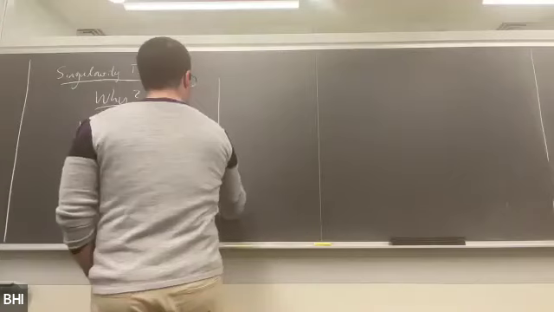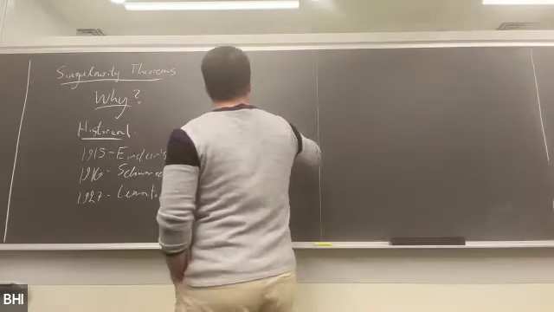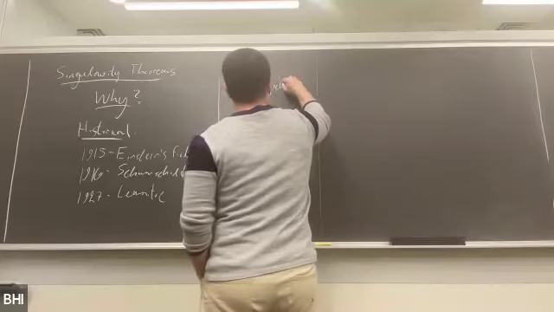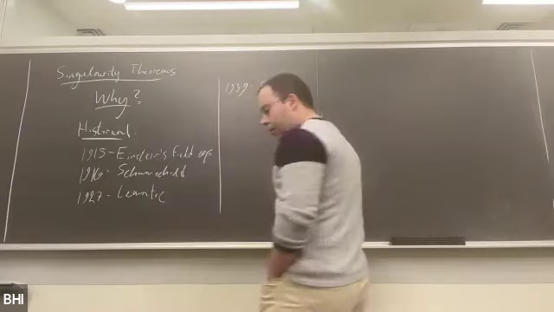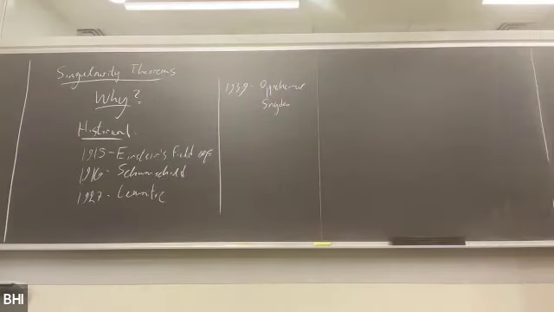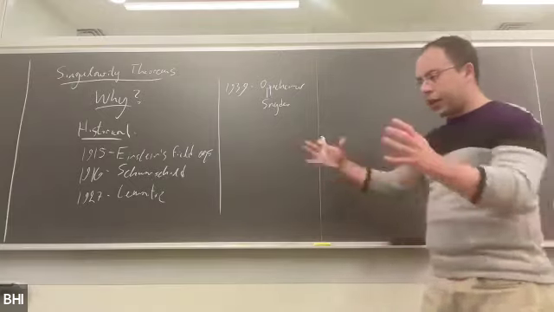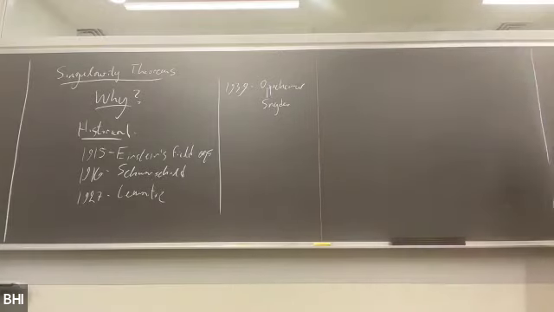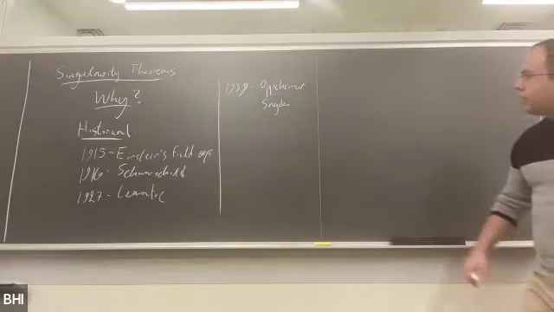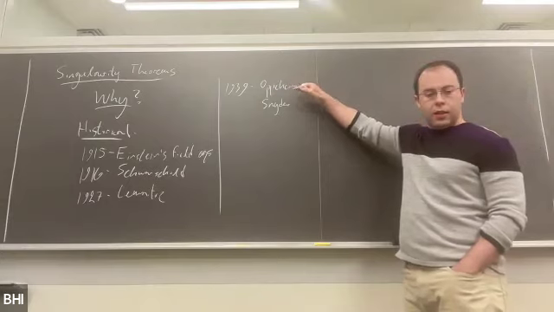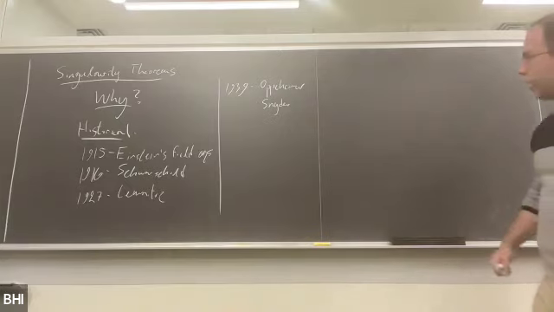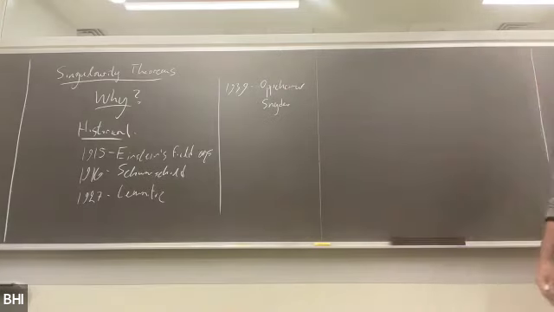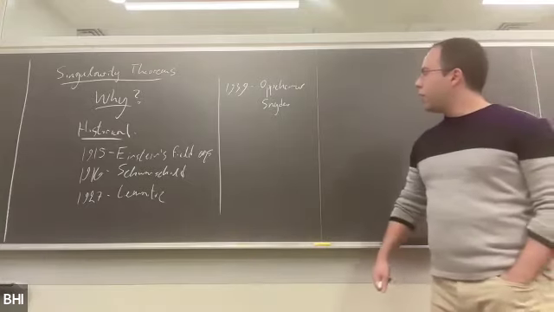And indeed, in 1939, Oppenheimer and Snyder published the first singularity theorem of a spherically symmetrical gravitational collapse, and they showed that the singularity formed. The reason that Oppenheimer was interested in that is probably due to quantum mechanics and nuclear physics.